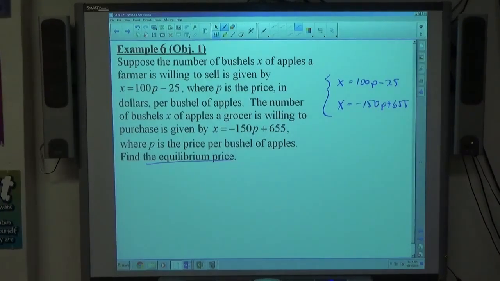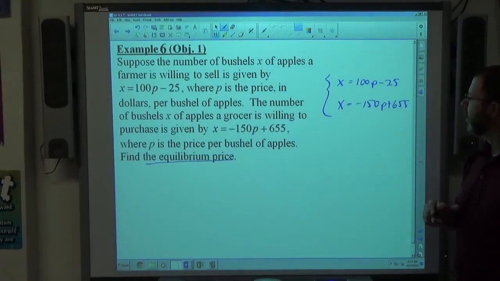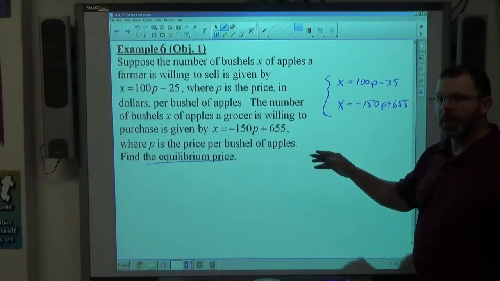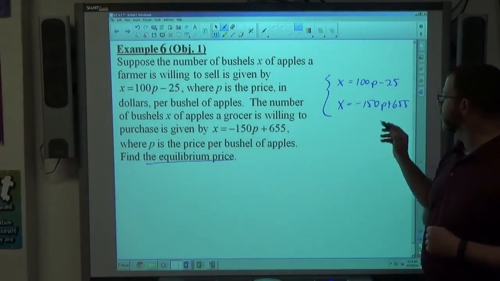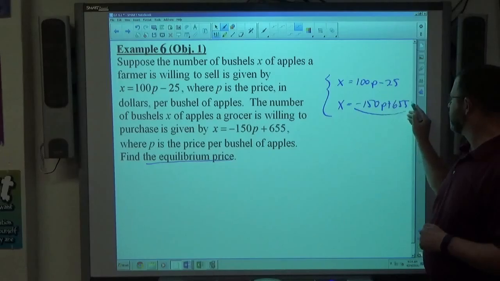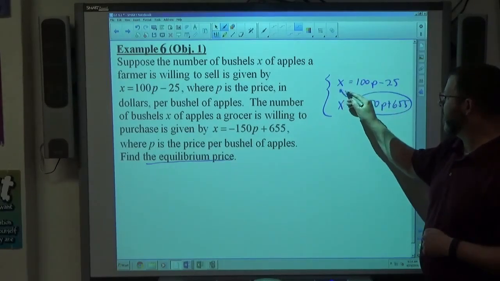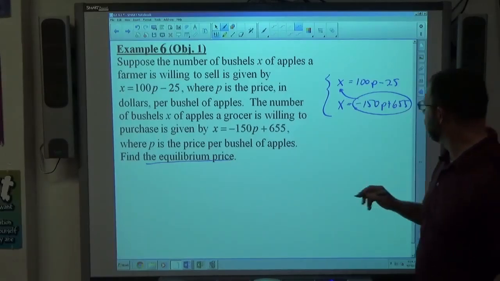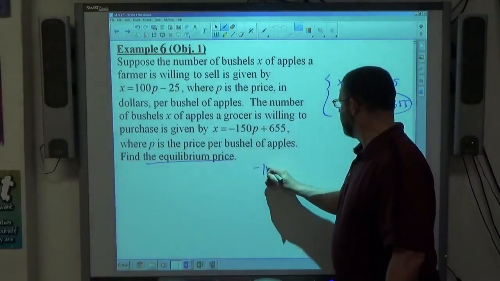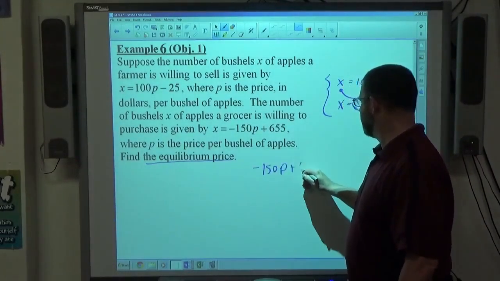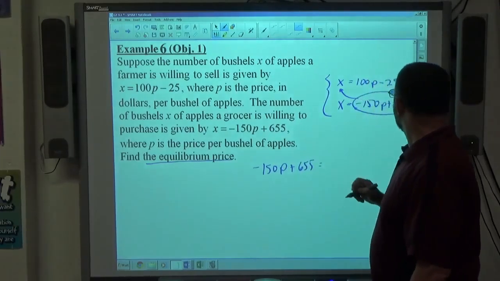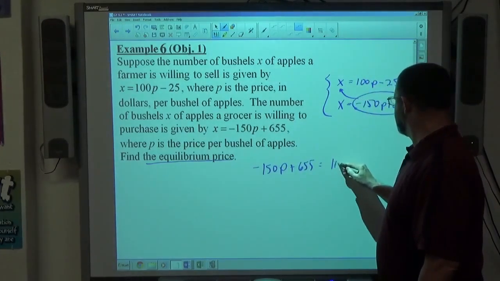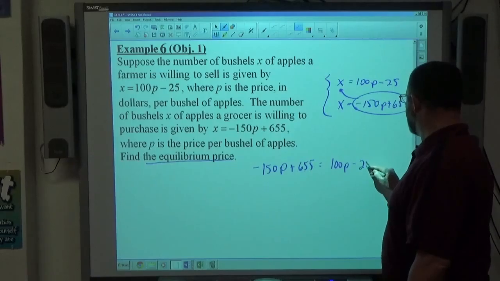X equals, so it's easy enough just to substitute. We're trying to find the equilibrium price, that magical price P. So if I put this expression in terms of X there, it's going to leave me with a P equation, so it's going to be exactly what I'm looking for. So negative 150p plus 655 is equal to 100p minus 25.